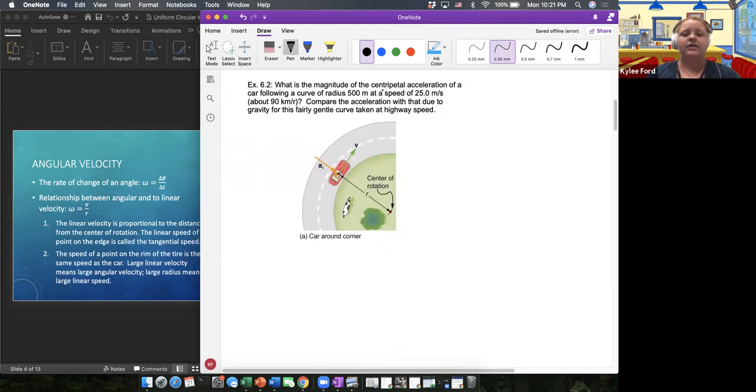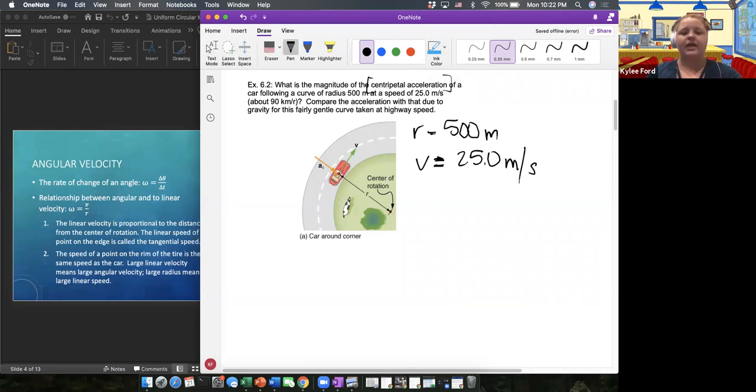And this one asks, what is the magnitude of centripetal acceleration of a car that's following some curve here, with a radius, I'm going to write that down, radius of 500 meters, with my speed v. Remember, when it's just saying speed and it's not saying centripetal or angular velocity, that is just our linear speed, our linear velocity. It is 25 meters per second.